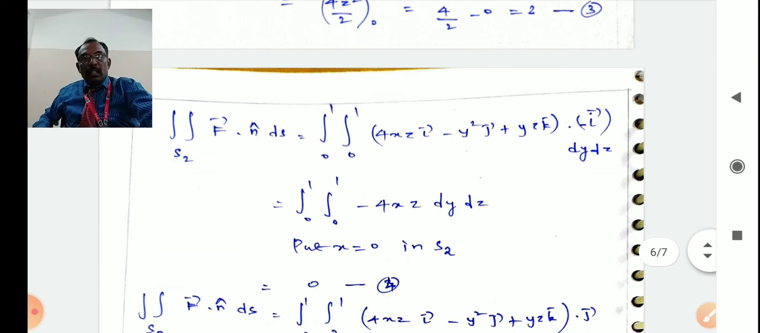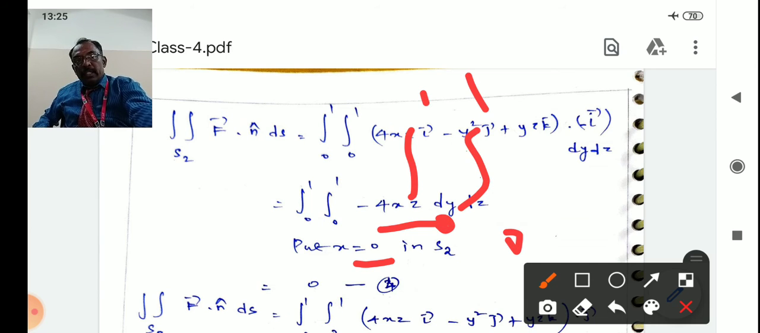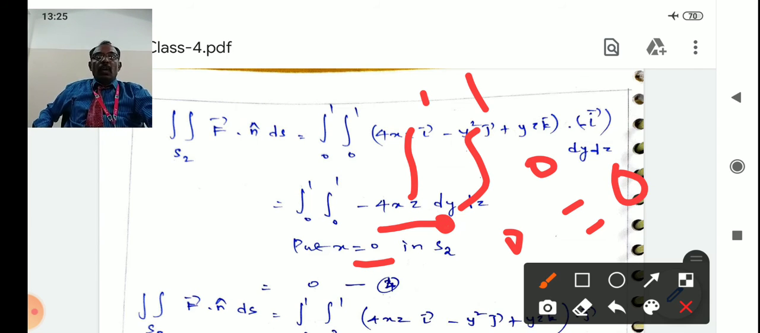Yes, here x equal to 0, we have to apply here. So double integral 0 to 1, x equal to 0 is 0. So totally the final value is 0. So along S2, the surface integral is 0, which is equation number 4.